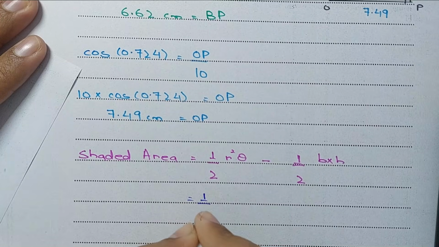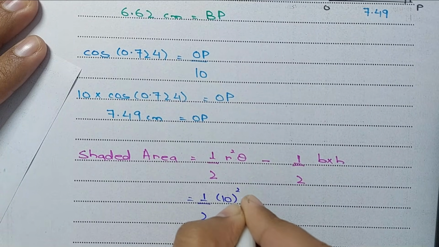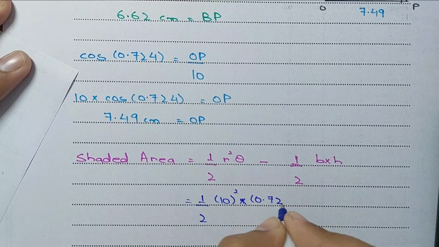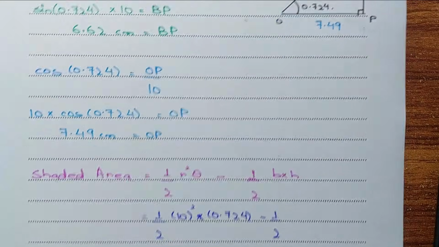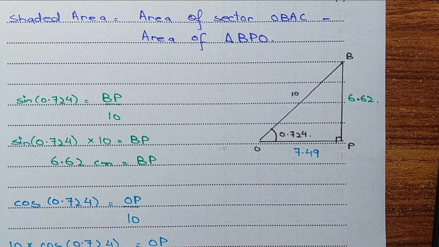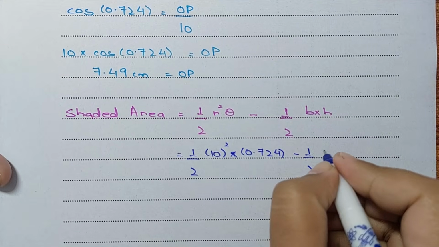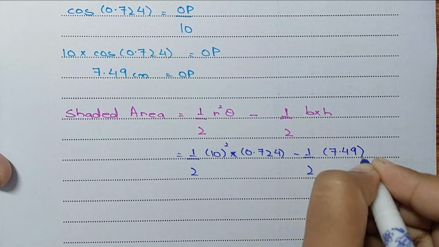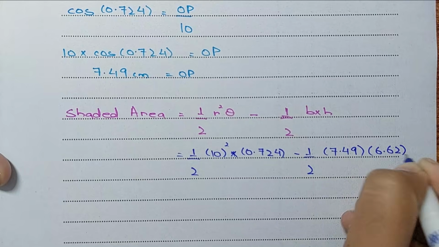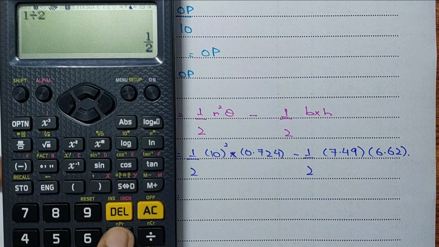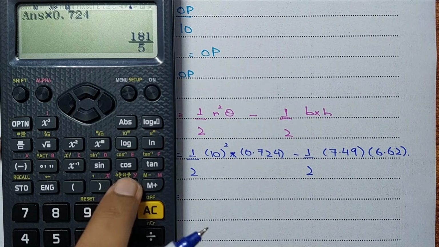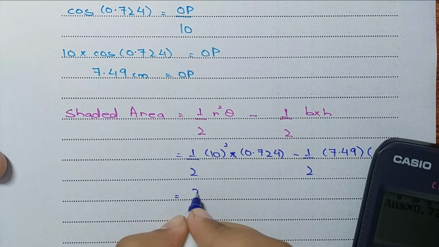So half, the radius is 10, take it squared, and theta is 0.724, minus half for the triangle, the base and the height. So this is the base and this would be the height, right? Base of the triangle is 7.49 and the height of the triangle is 6.62. Simplify. 1 by 2 multiply 10 squared multiply 0.724 is 36.2.